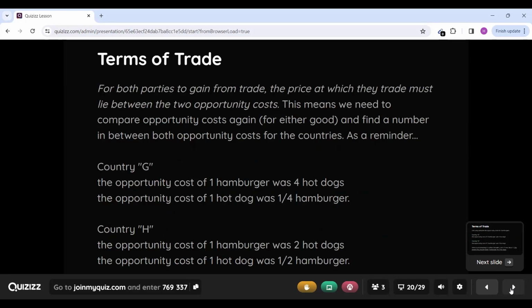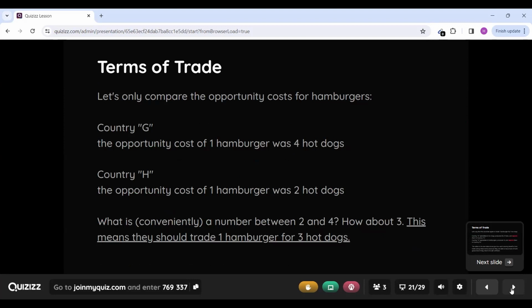countries. Terms of trade: for both parties to gain from trade, the price at which they trade must lie between the two opportunity costs. This means we need to compare opportunity costs again for either good and find a number in between both opportunity costs for the countries. As a reminder, the opportunity cost there. So let's only compare the opportunity costs for hamburgers.